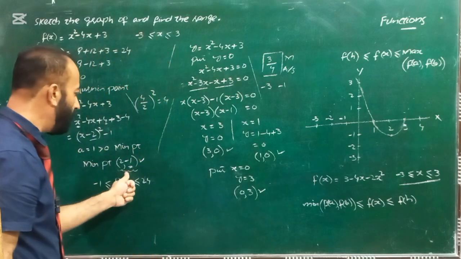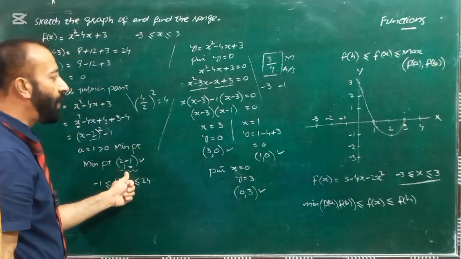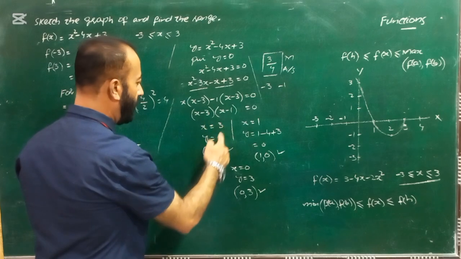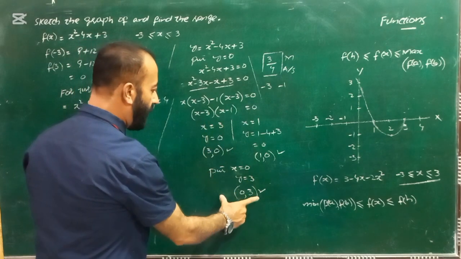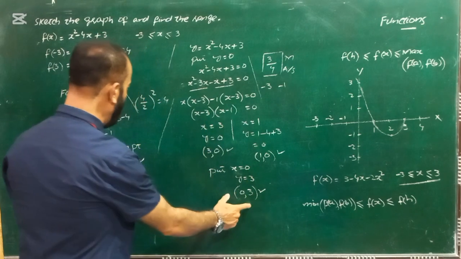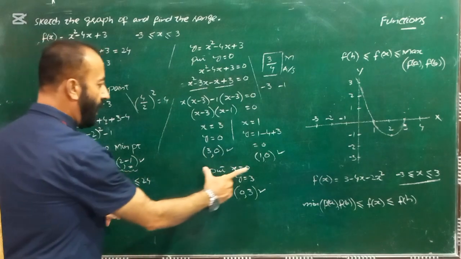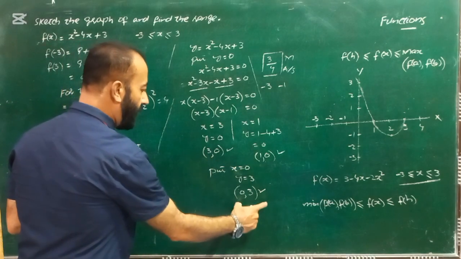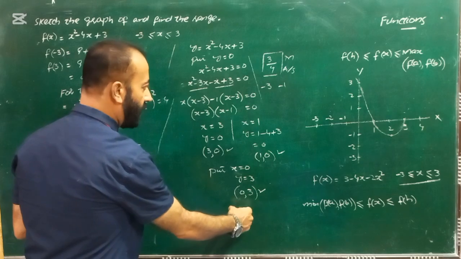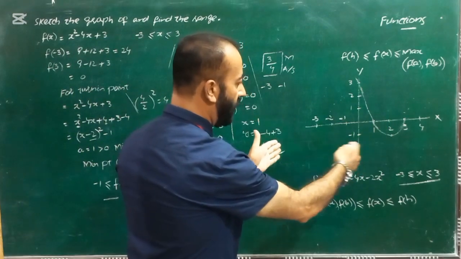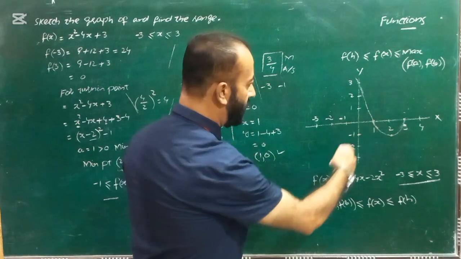So a turning point you will have, then you will find the intersecting point at the x-axis like this, and the intersecting point at the y-axis. So now you will have the points: the turning point of the curve, the intersecting points on the x-axis, and the intersecting point on the y-axis. And then you will draw the curve joining the points like this.